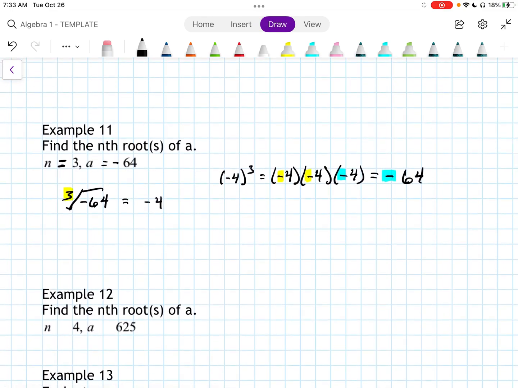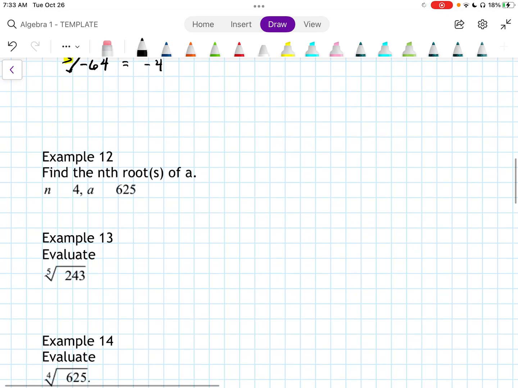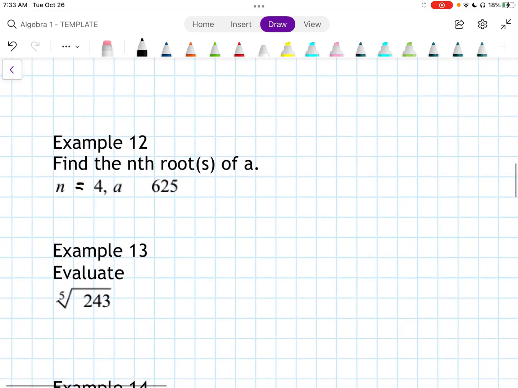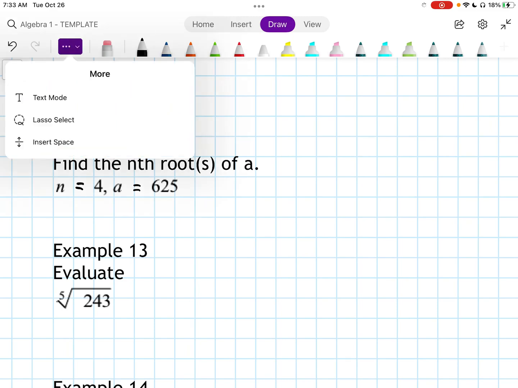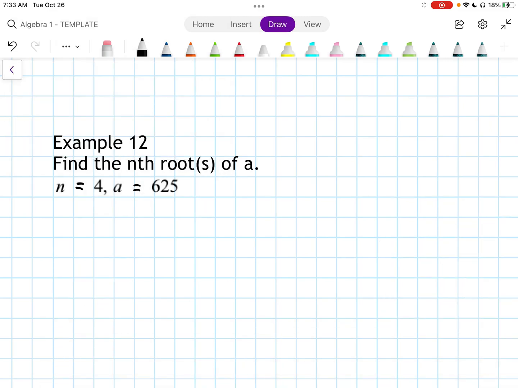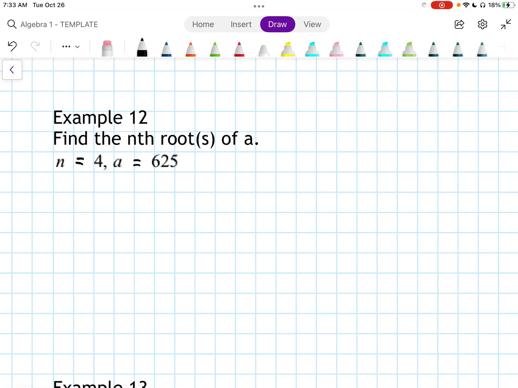All right. Moving on. We'll say example 12, n equals 4 and a equals 625. So this is going to be the fourth root of 625. Now we wrote the root in, we have to decide, do we need a plus or minus? And in this case, we are going to need a plus or minus because this is an even root. The fourth root of 625 is 5, but we have to have a plus or minus there.